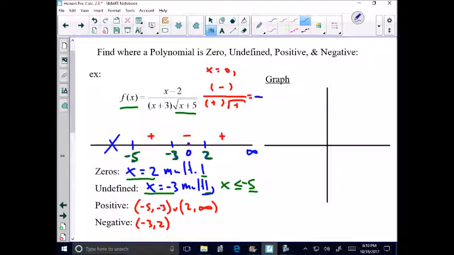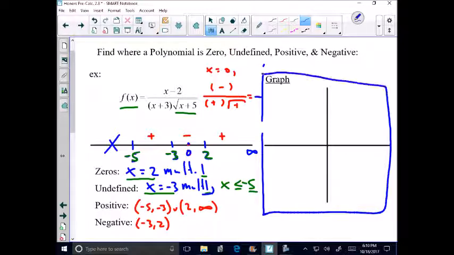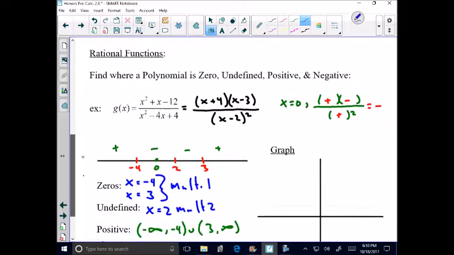So right here we would say our positive intervals are from -5 to -3 and 2 to positive infinity, and we are negative on the interval from -3 to 2. Now we're going to worry about graphing next class. We're going to talk about graphing on Friday. But for right now, we want to basically just be able to identify where our rational functions are positive and negative. So let's take a look at this second problem.